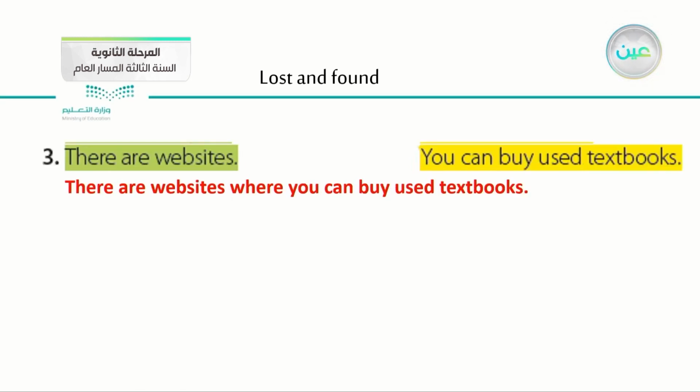Here we have "there are websites," and here we have the rest of this part, and we'll see how we can combine this part with the other part. There are websites where you can buy used textbooks, okay? So as you see here, we used where to describe websites.